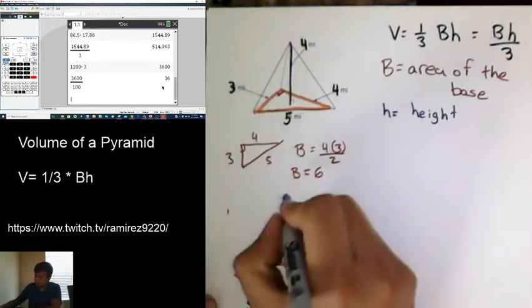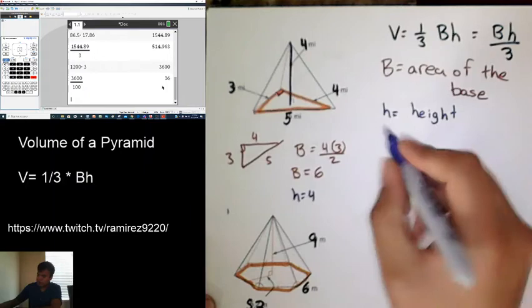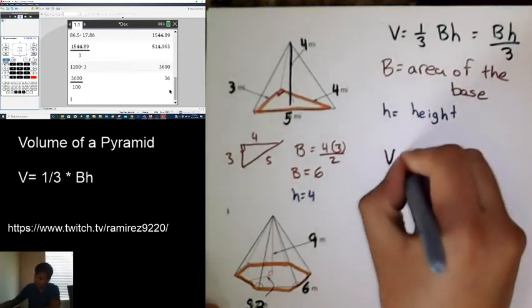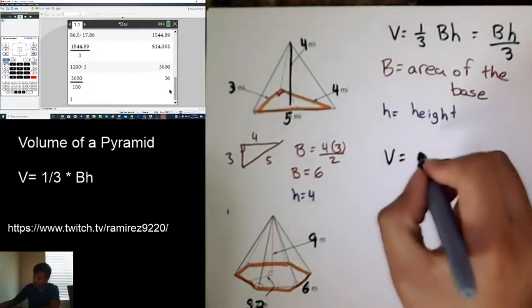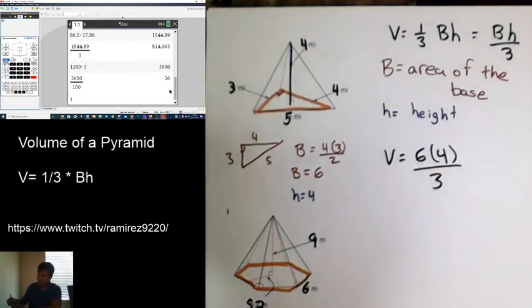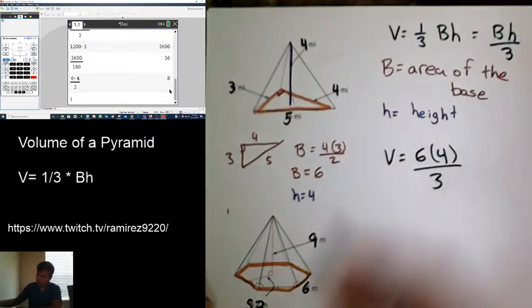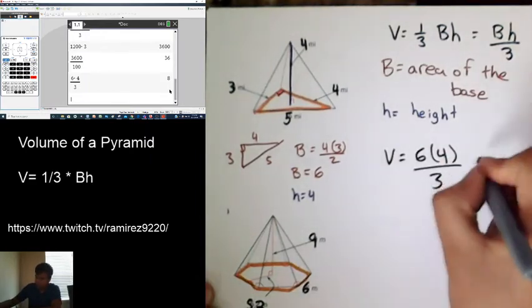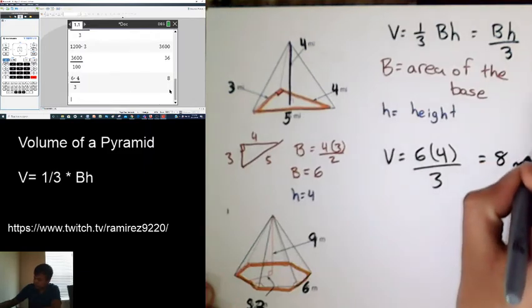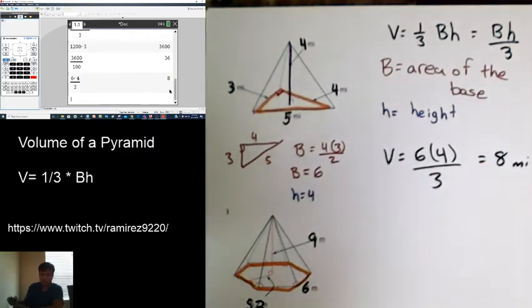It's 4. And if I wanted to find the volume, again, I just substitute at this point. I know everything, so volume is simply big B, which is 6, times my height, divided by 3. So again, it's just 6 times 4 divided by 3. And so the volume of this specific pyramid is 8. The units are miles, so miles cubed. Cubed because we're talking about volume.